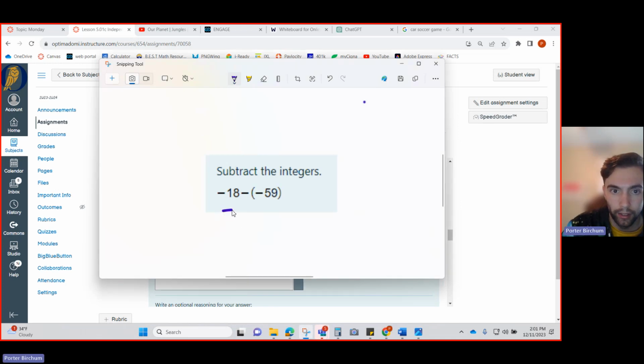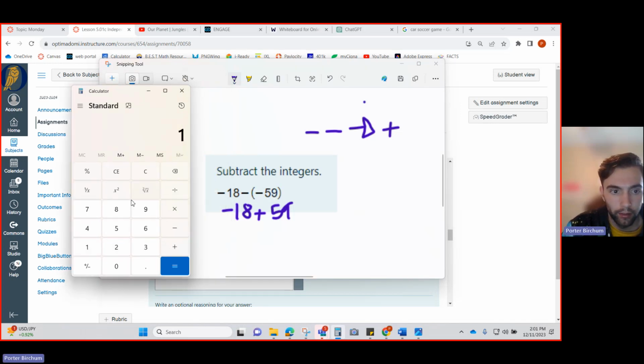So negative 18 minus negative 59 is the same as negative 18 plus 59. A negative next to a negative is the exact same as just plussing. Probably better, just plussing.